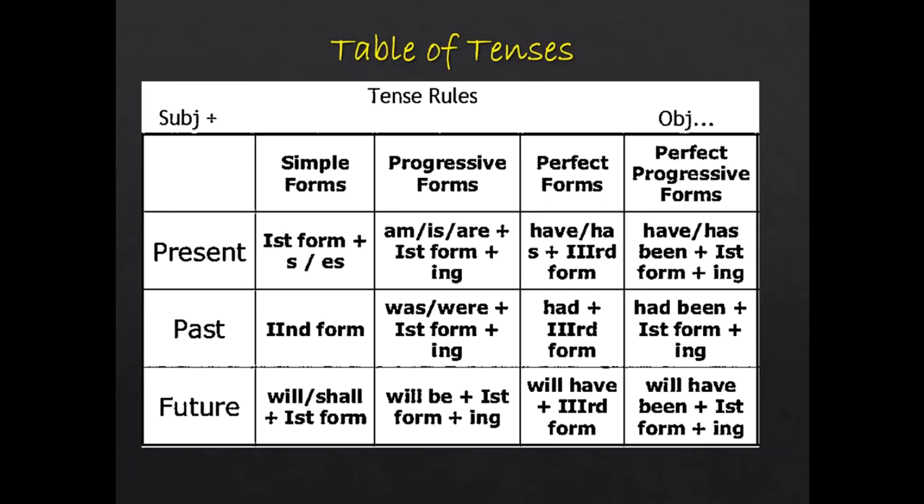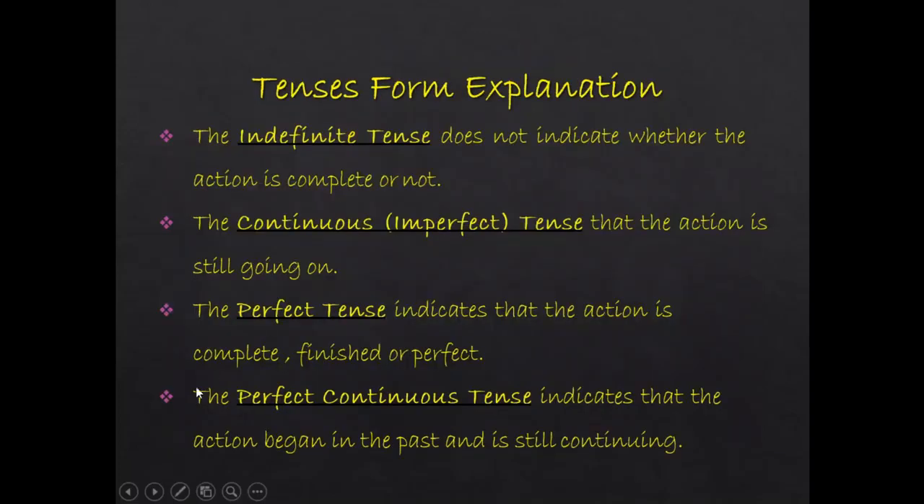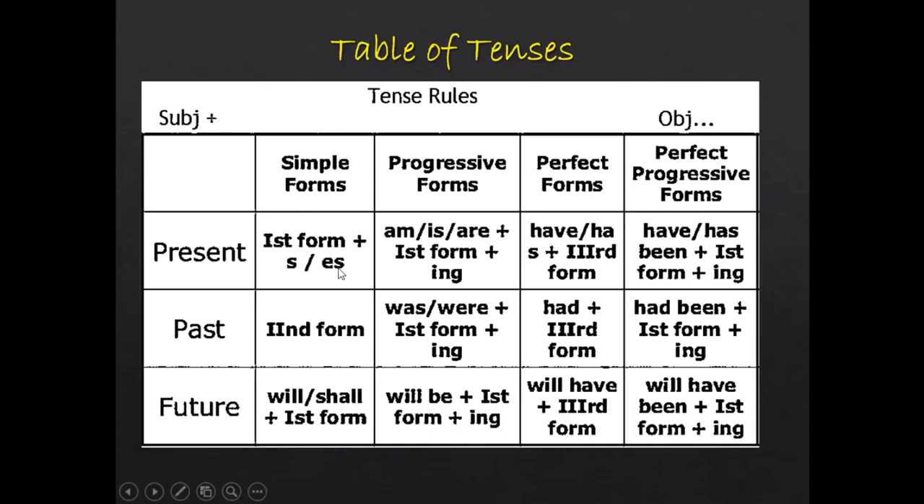In the present simple forms, we use first form of the verb plus s or es. In the present progressive forms, we use am or is or are plus first form of verb plus ing. In the present perfect forms, we use have or has plus third form of verb. In the present perfect progressive forms, we use have or has been plus first form plus ing.